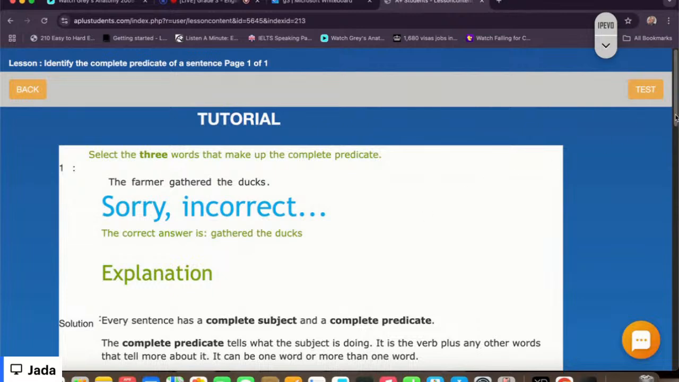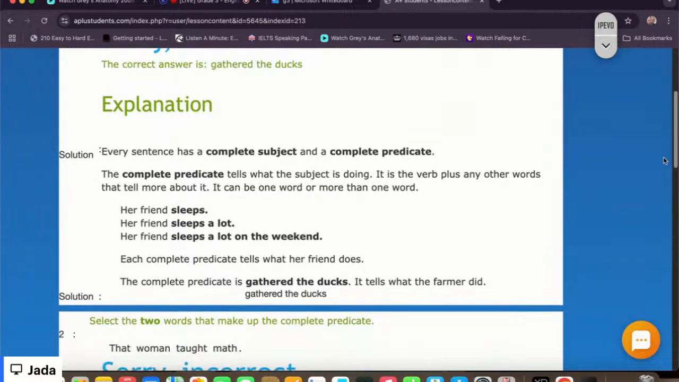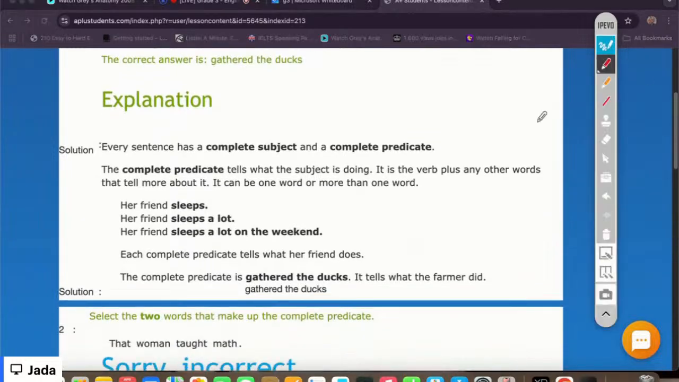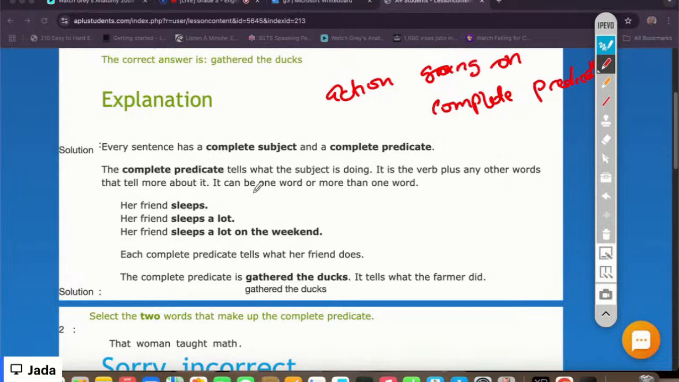All right, so we know that every sentence must have a complete subject and a predicate. So the complete predicate is usually the verb. So it's basically the action going on. The complete predicate tells what the subject is doing. So when you have the subject like I, we, a noun, name of a person, it's telling us what the subject is doing. It is the verb plus any other word that tells more about it. It can be one word or more than one.